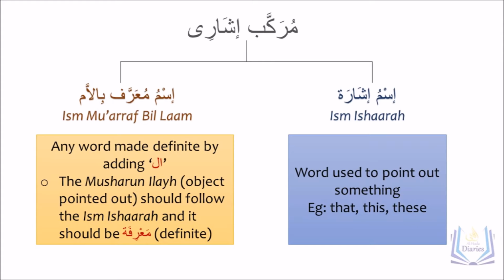And two, ism mu'arraf bil lam. Any word which is made definite by adding an al to it is ism mu'arraf bil lam. So the thing that is being pointed out should follow the ism ishara. Also, it should be definite, that is with an al, for it to be a Murakkab Ishaariy. So for something to be a Murakkab Ishaariy, first it should be an ism ishara and the next word should be a mu'arraf bil lam.